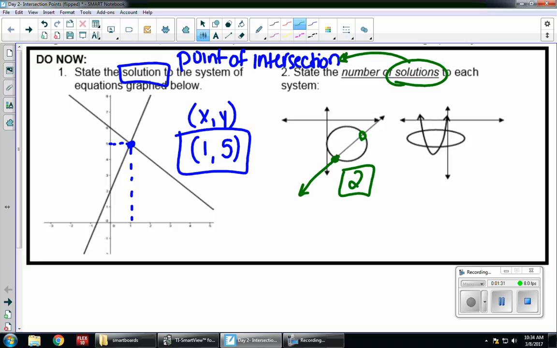And then the next one, I have a parabola, and then I have another picture, which is known as an ellipse. We haven't talked about that, but it doesn't matter because we just want to find the number of solutions or the number of intersections. So 1, 2, 3, 4 solutions or 4 points of intersection.